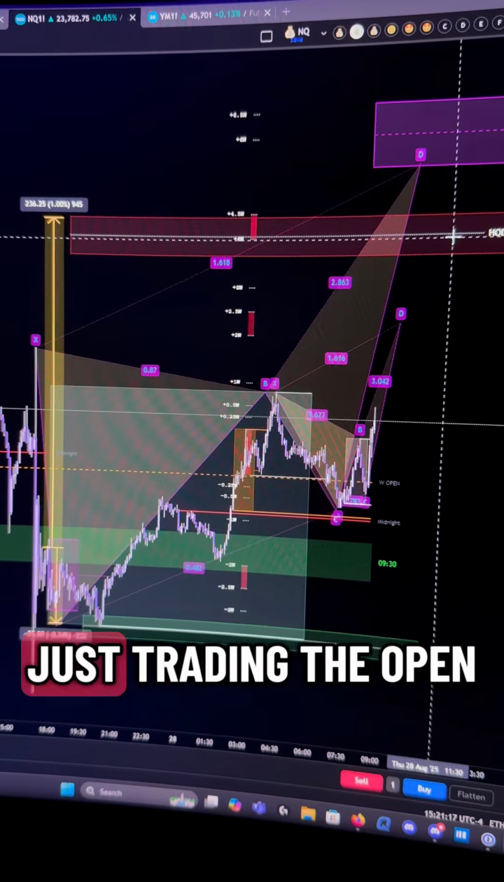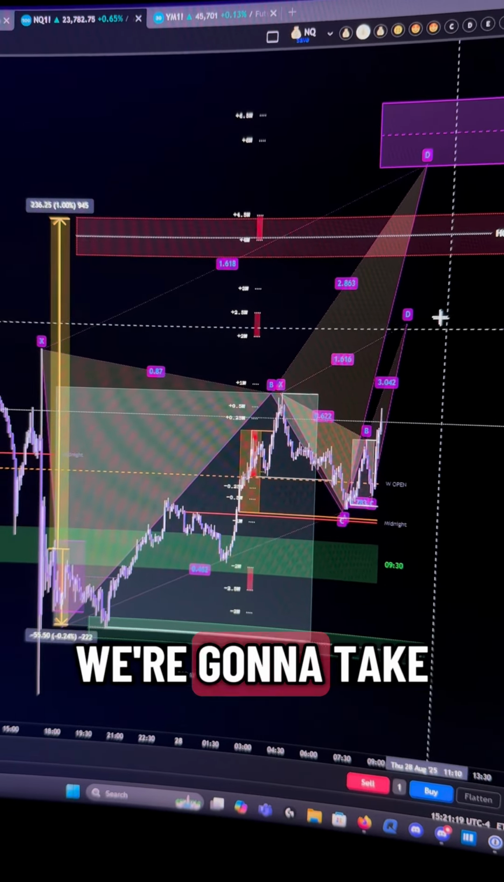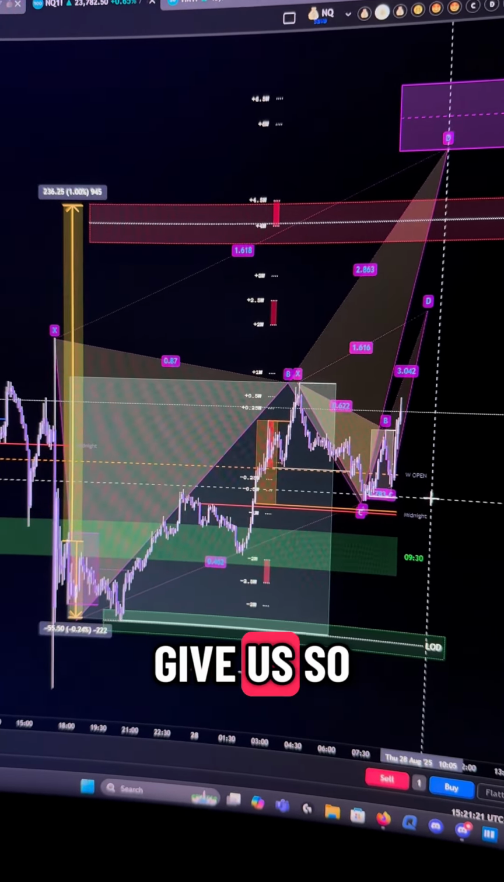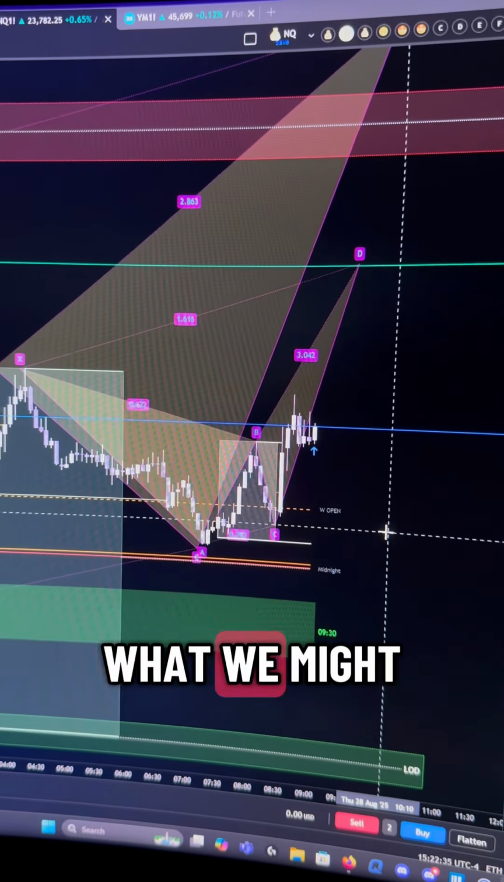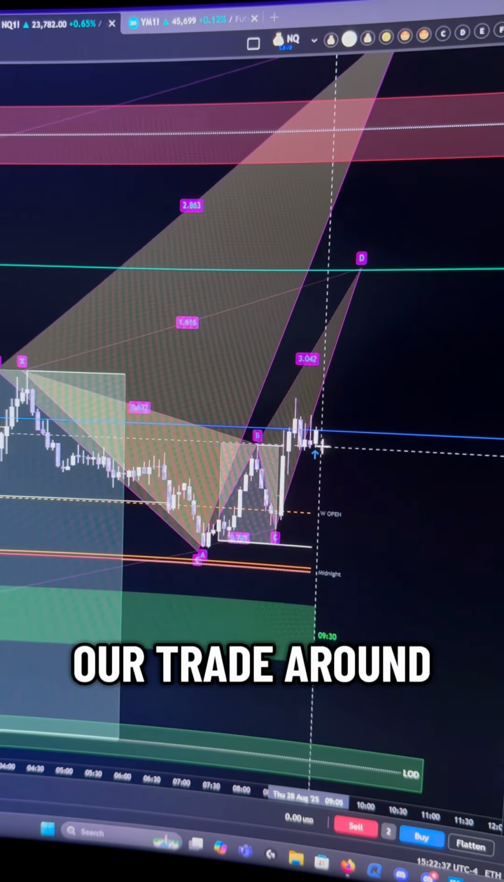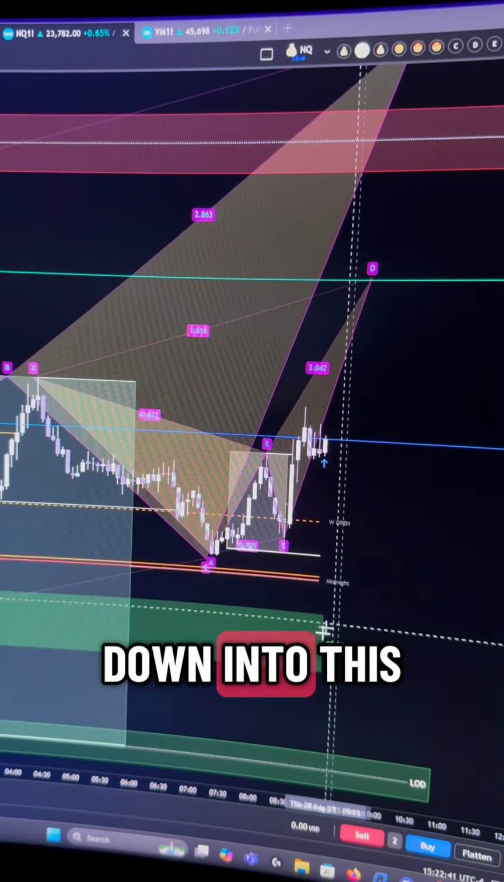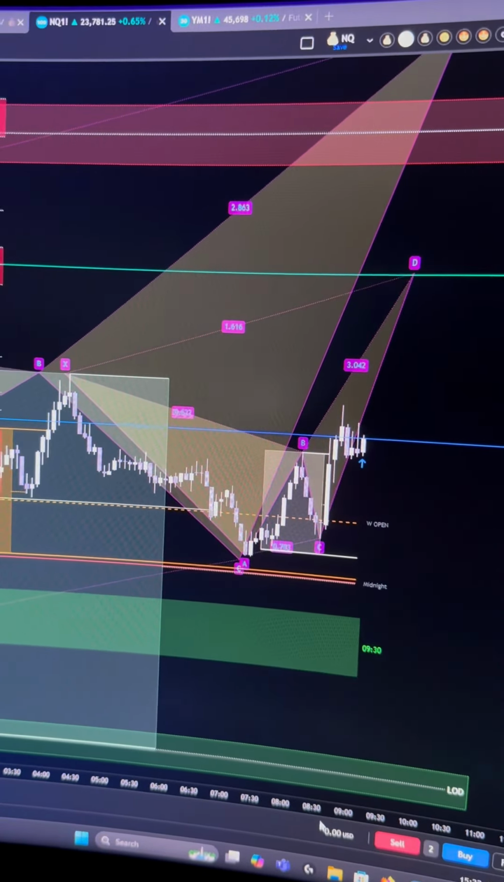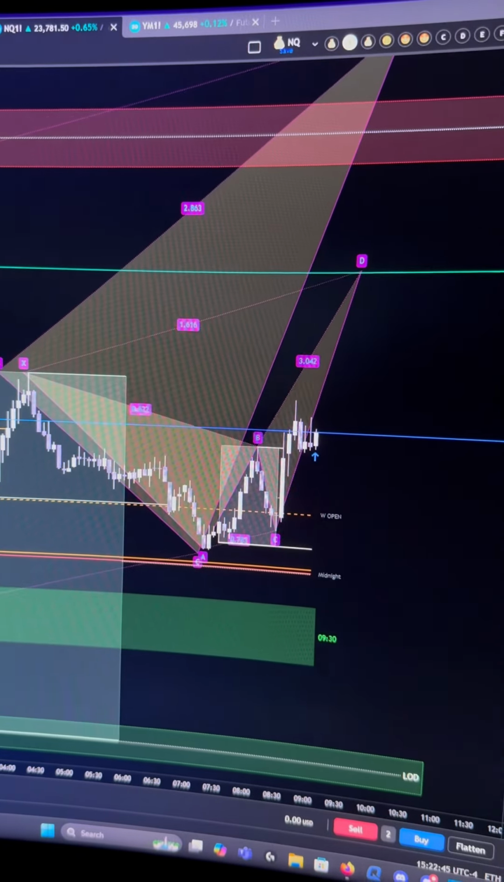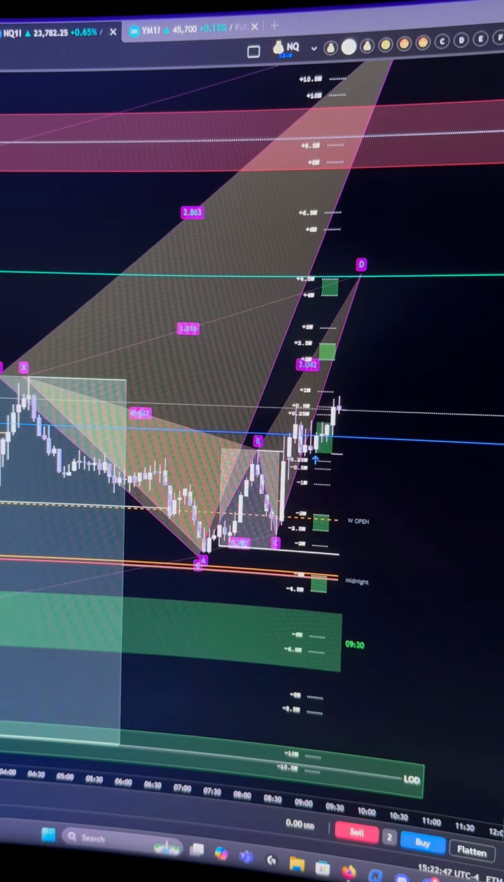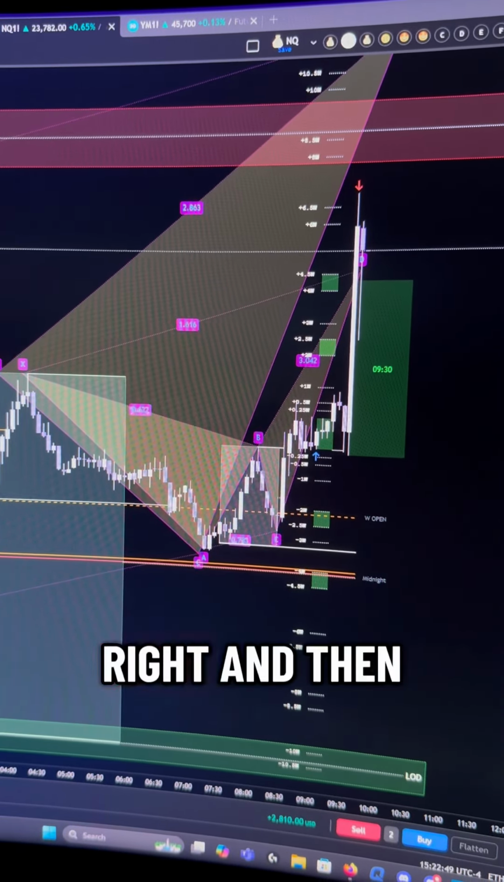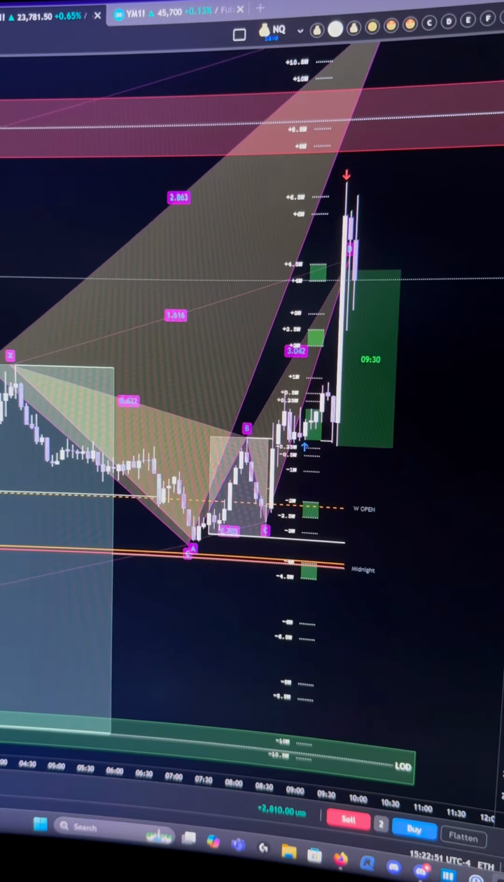But if we're just trading the open, just morning trades, we're going to take whatever it might give us. So for instance, what we might do here, take our trade around the open, look for the target here, be willing to add if we pull down into this zone here. Right, and then our trade will be done.